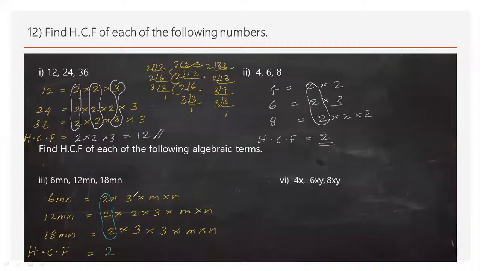Take the 2 out. Any more here? Yes, we can take 3 also common. 3 into m common, take m also. n common, take n. What is the HCF here? 2 times 3 is 6mn. 6mn. Next one, fourth one.